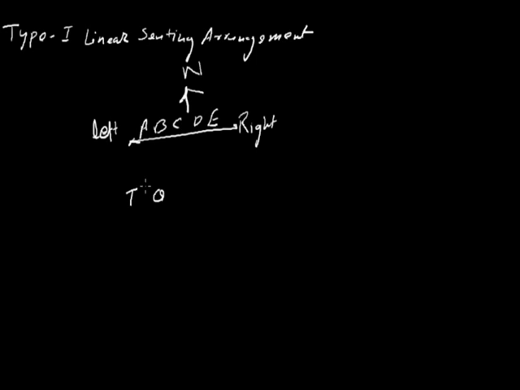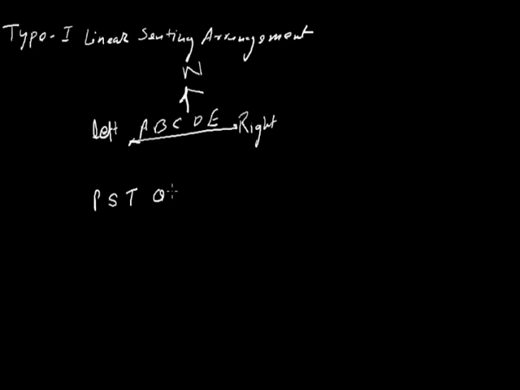S is exactly between P and T. Exactly between P and T, it means P should be towards the left of T, and S is the person sitting between T and P. Now the next statement is, Q is exactly between T and R.